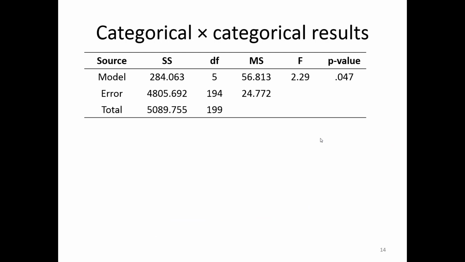Okay, so here are our results right here. R squared equals 0.056 for the whole model. That's significantly different from 0, albeit kind of barely. So not a huge effect, but 5.6% of the variance explained.